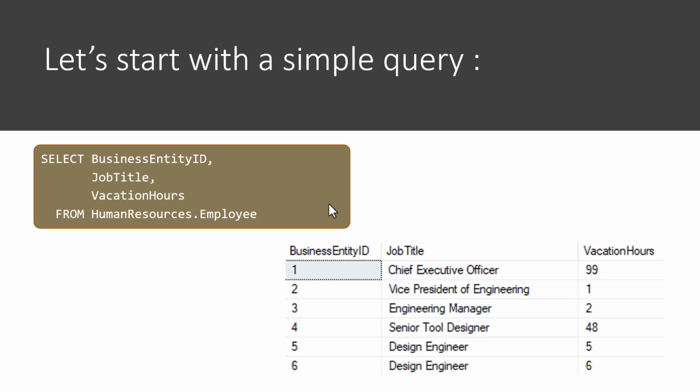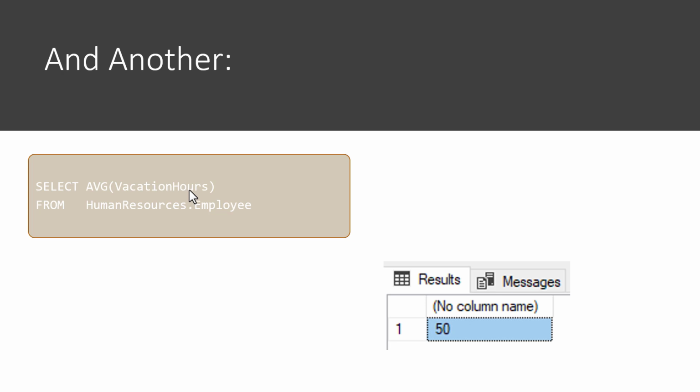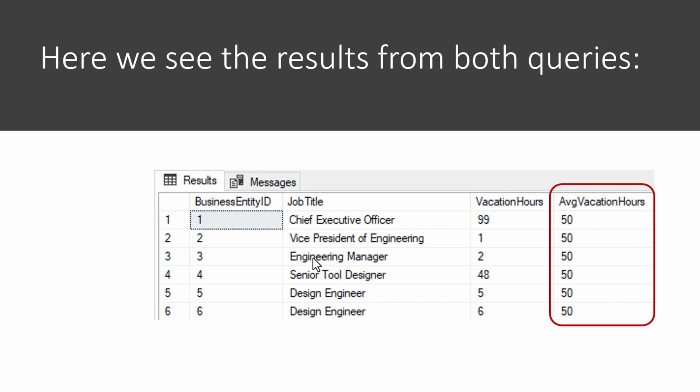So let's start with a simple query. Let's say I have a query where we're trying to figure out vacation hours by job title. And so here we have a query and we can see the results for that simple query. And then I have another query where I'm selecting the average vacation hours by employee. And you can see that just comes back with one result, 50 hours. All right, so let's put the two results together.